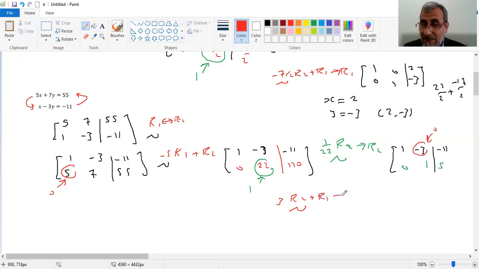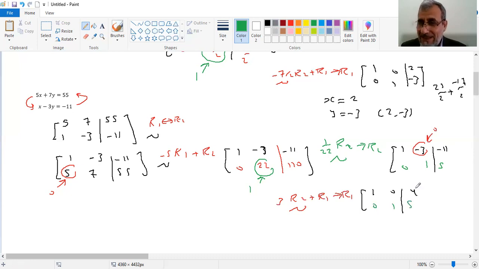So I want to change R1. Multiply by 3: 3 times 0 is 0, plus 1 is 1, no change. Next, 3 times 1 is 3, plus negative 3 is 0. Then 3 times 5 is 15, plus negative 11 is 4. Rewrite the second row: 0, 1, 5.